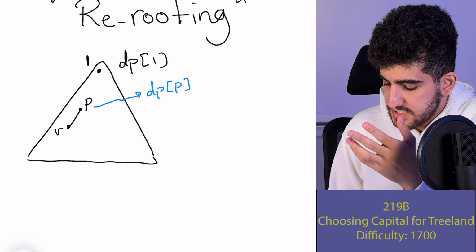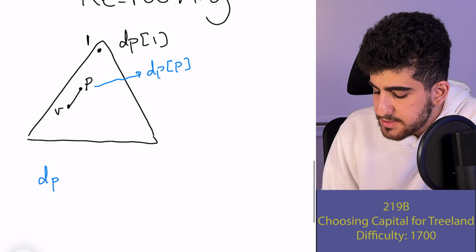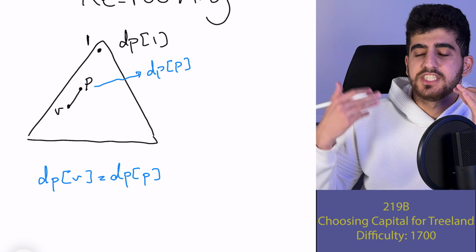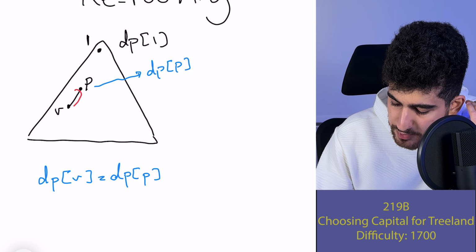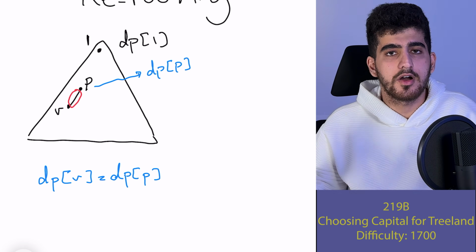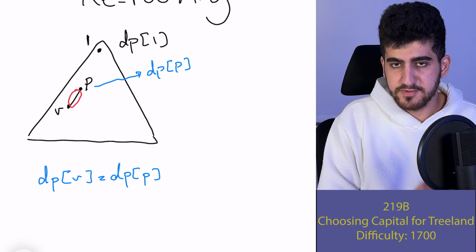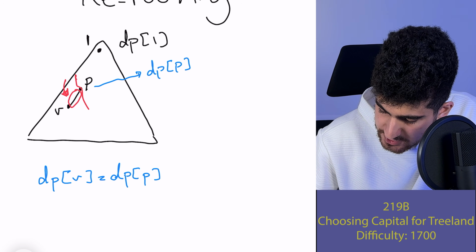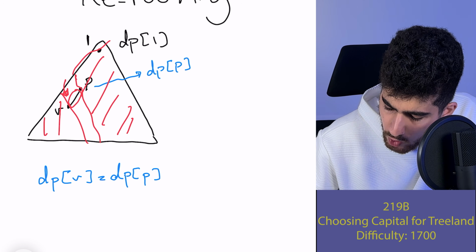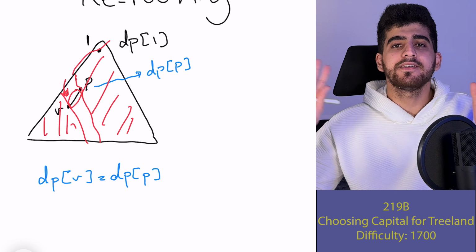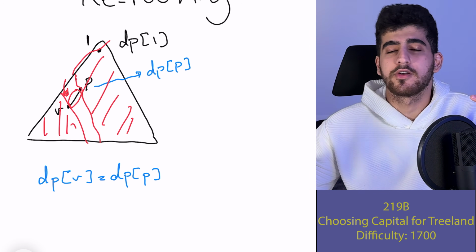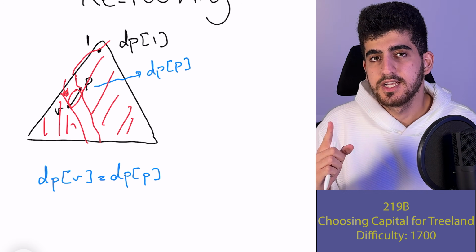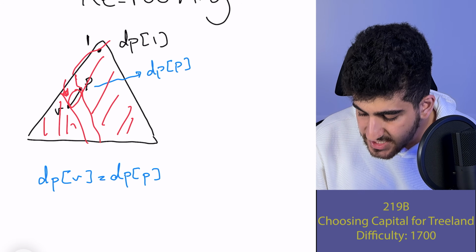The whole thing I'm saying is that dp of v is very similar to dp of p. There is only one edge whose direction should change, and that is the edge between p and v. Whether our root is vertex p or vertex v, only this specific edge matters. All the other edges, which are in here or in here, remain the same. So it doesn't matter for those edges whether our root is p or our root is v. They have a similar situation in both cases. The only edge that changed is this specific edge.